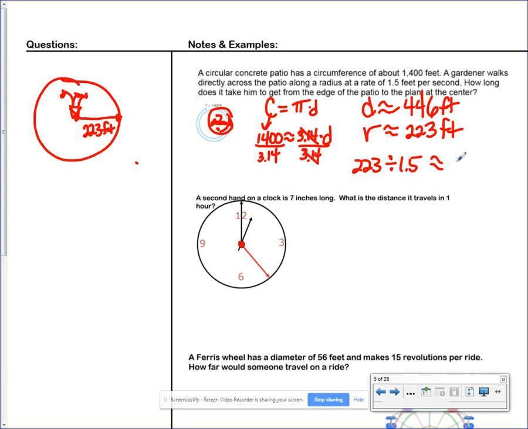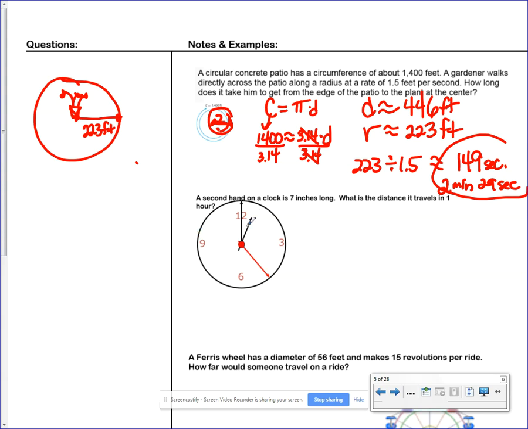And we get approximately 148.6 repeating. If I round that, that's about 149 seconds, which is about, let's see, 60 seconds in a minute, 60 and 60 is 120. It's going to take him about 2.5 minutes. Seriously? This is a huge honking patio. So you could just leave this as 149 seconds, or if you wanted to say it's about 2 minutes and 29 seconds, either of those answers are pretty good.